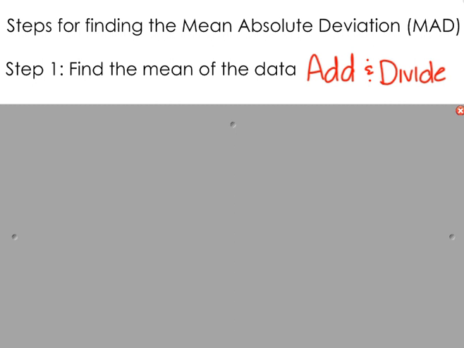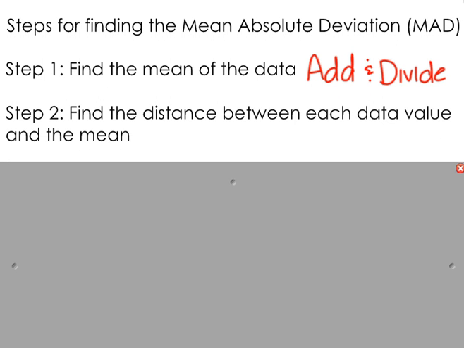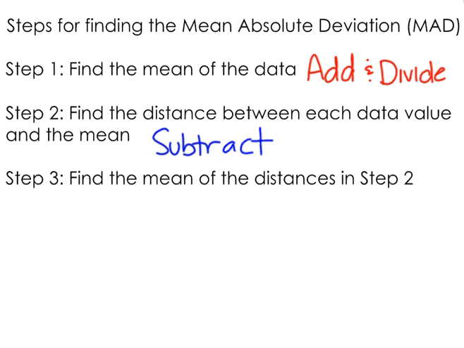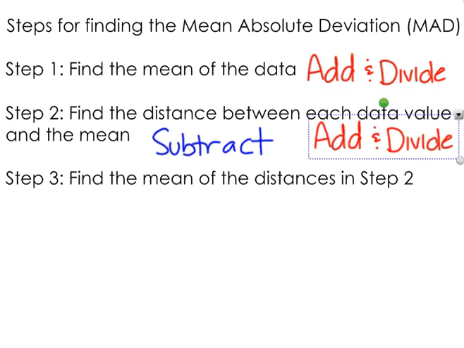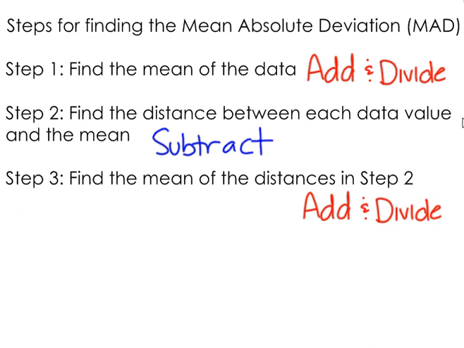The second step, once you have your mean, you're going to find the distance between each data value and your mean. The operation that you're going to be using for that is just subtraction. And then once you have found your new numbers, you're then going to find the mean again. So you're going to take all of the numbers from step 2, find the mean. So you're going to be doing the exact same thing that you did in step 1, which is adding and then dividing. You're just going to be using your new set of numbers.